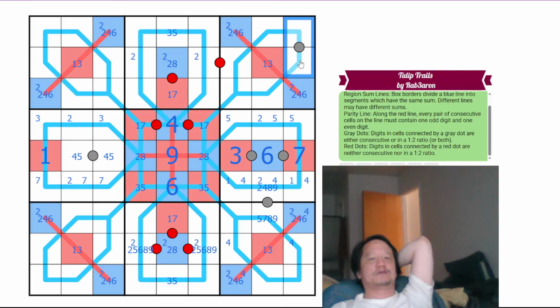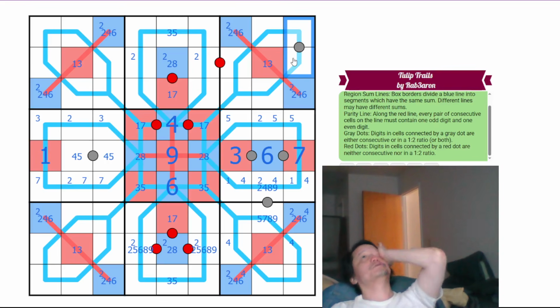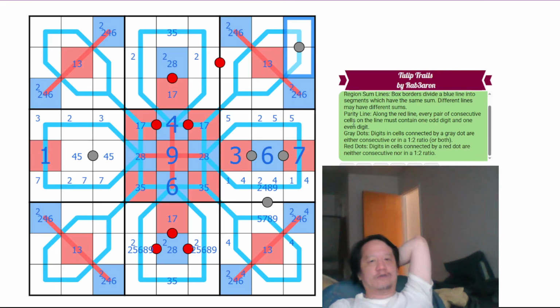These are in a relationship. One obviously cannot be there because one would have to be consecutive or in a 1-2 ratio with two. This, however, could be three. 3 and 4 works. 4 and 5 works. 3 and 6 does not work because of this. This must add up to 9, and if you had 3 and 6, that would eliminate all possibilities for this set at adding up to 9.